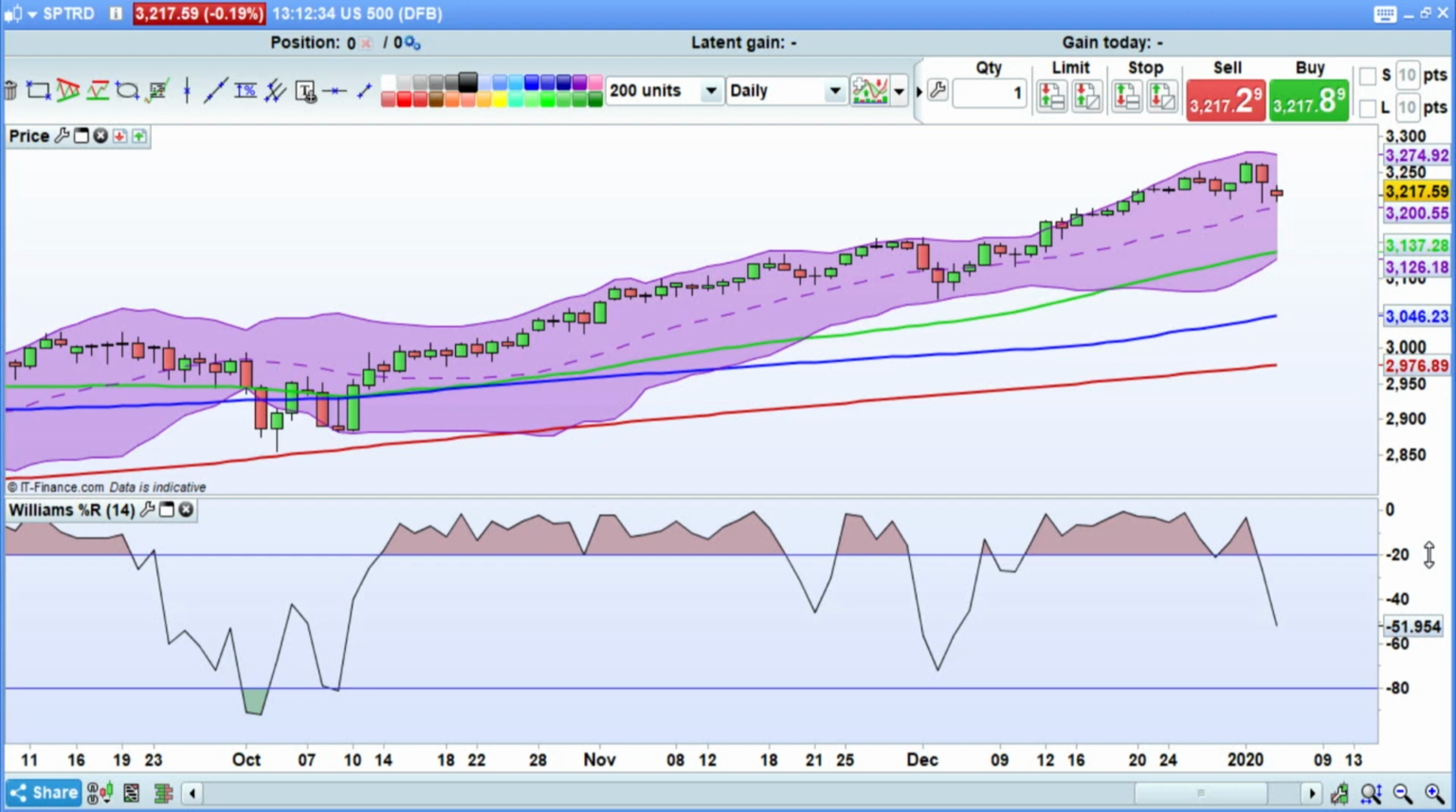I think, going away from the two indicators, as long as this S&P can hold above 3195, and if we do go down and test that low, then this Williams index will definitely be sub 80 at that stage. Then you're on the lookout to buy the market again.